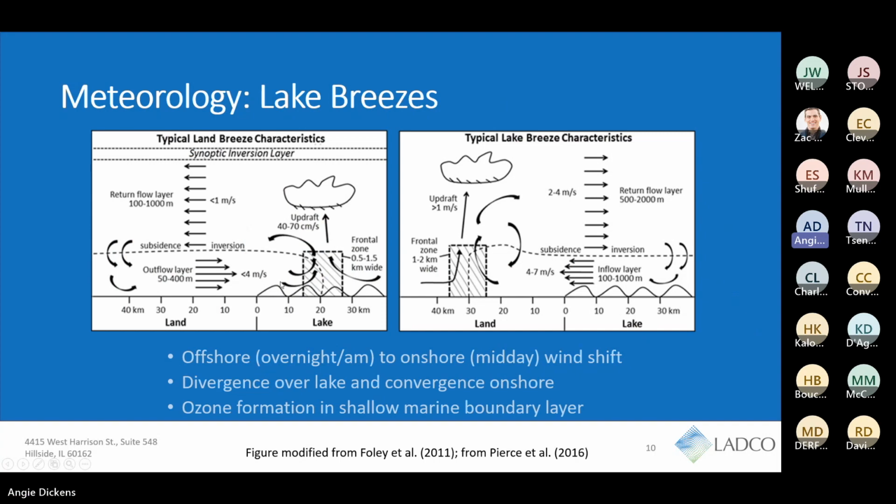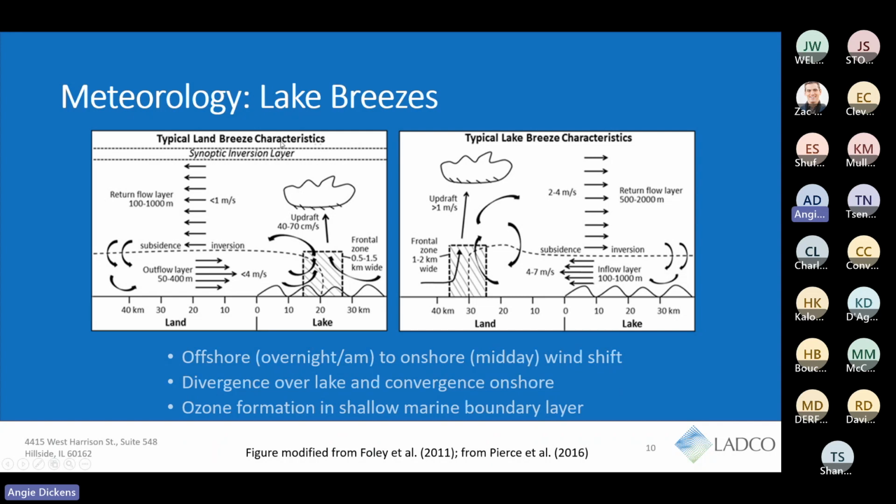So then I want to look a little bit at lake breezes because they are so important in parts of our region. Other parts of the region, obviously not relevant. Cincinnati, there's no giant lake there, but Lake Michigan, Lake Erie, Detroit. This is a schematic modified from Foley et al. You may have seen it before, but it shows the land breeze and lake breeze pattern.